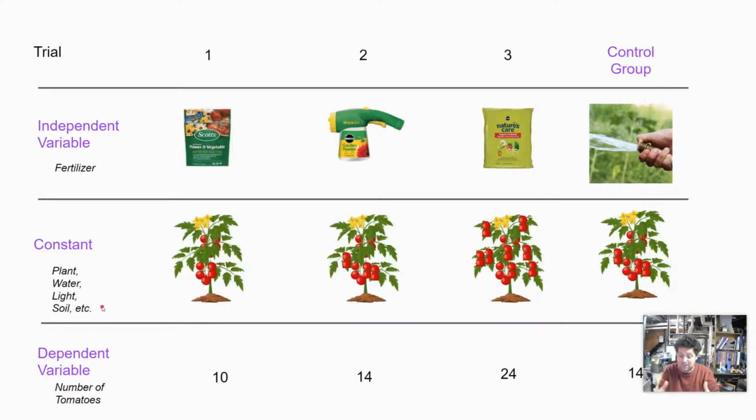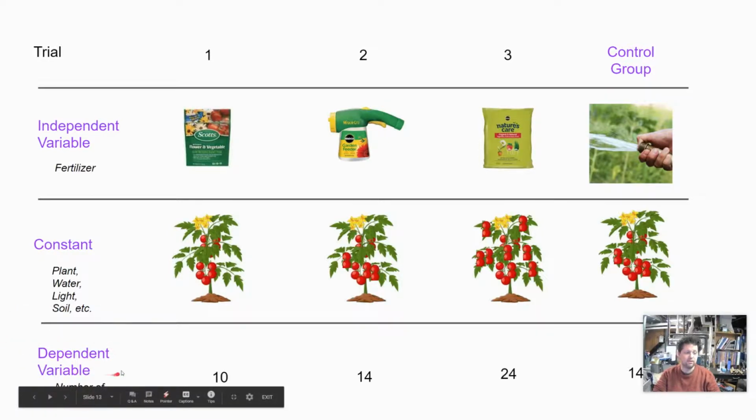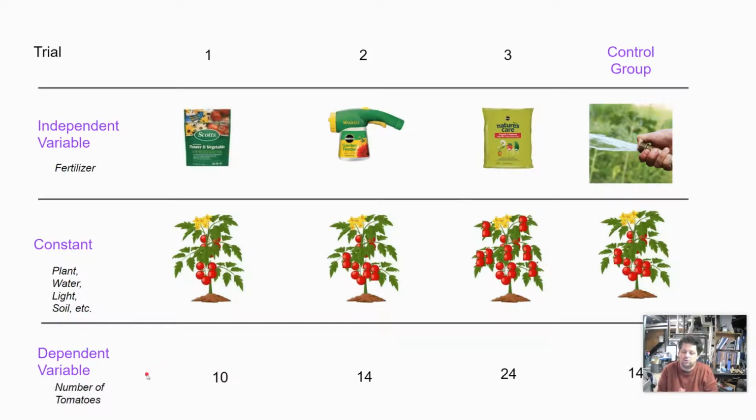The size of the pot, I'm going to use the same pot. I'm going to water them at the same time of day. Everything else has to be the same. And the dependent variable is going to be the thing I'm measuring. How do I know which one worked best? And for my purposes, I'm going to say the number of tomatoes.